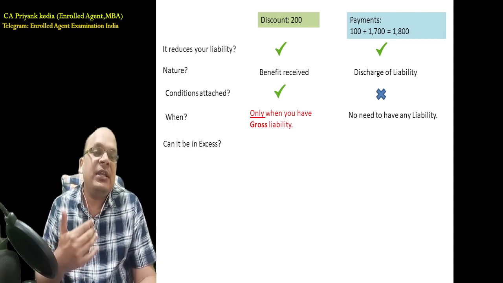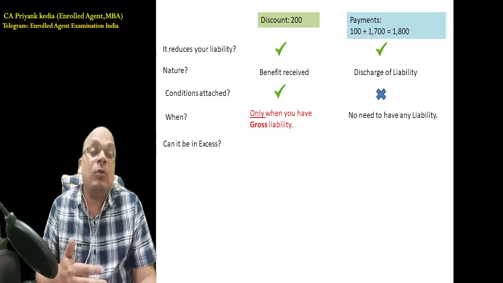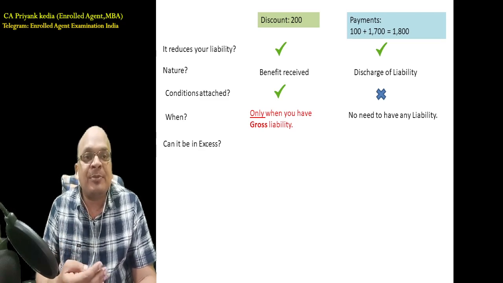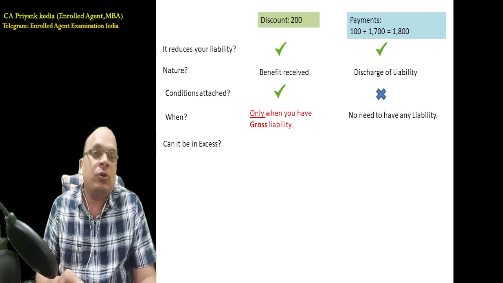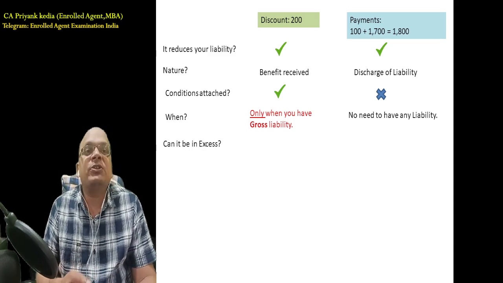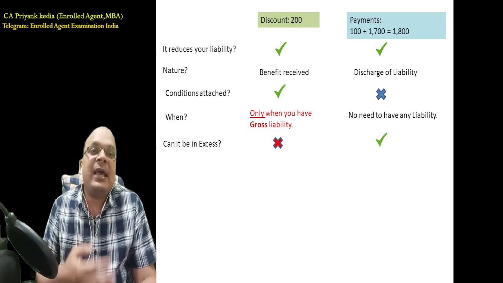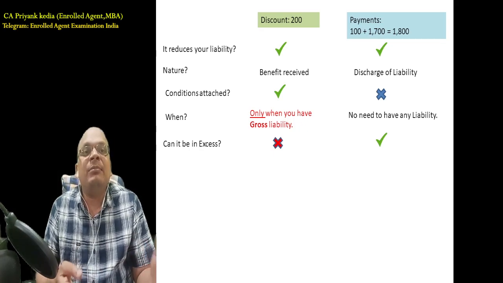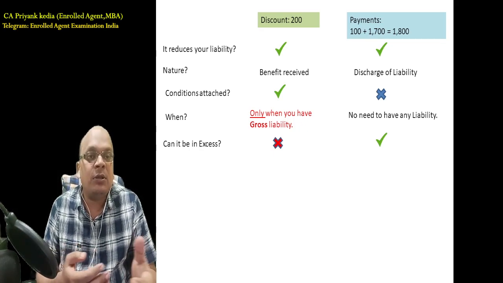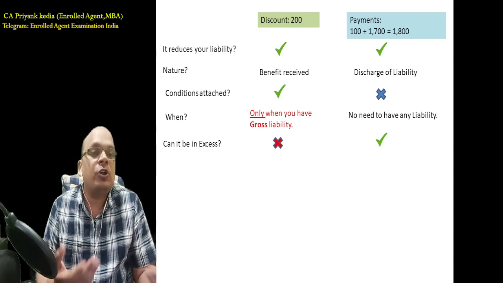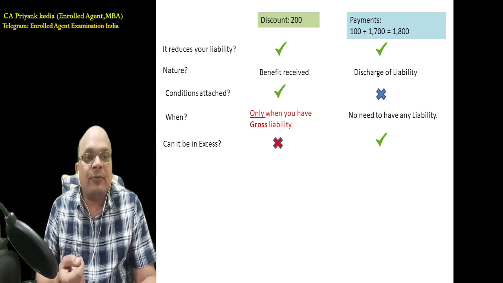Now, can the discount be in excess towards your gross liability or more than your gross liability? No, it cannot. That is absurd. You cannot tell the Apple Store that the iPhone costs $2,000 and ask them to give you a discount of $2,100. That's nonsense, right? But the payments can be in excess. We just discussed that even if you don't have any liability towards an amount, you can still make some extra payment to the shopkeeper. Nobody's stopping you from doing that, right?